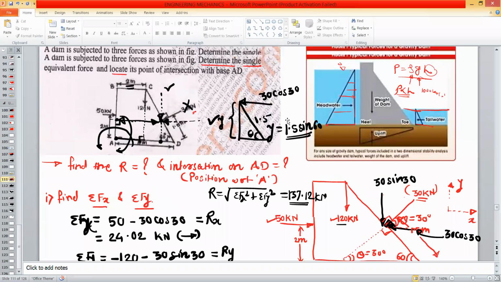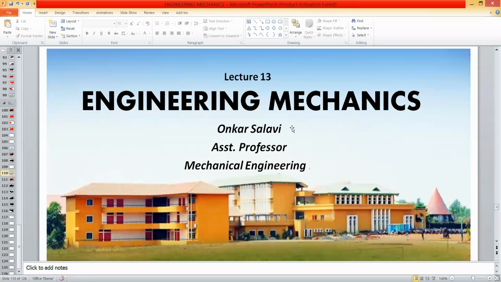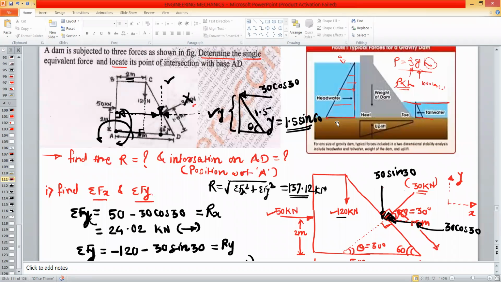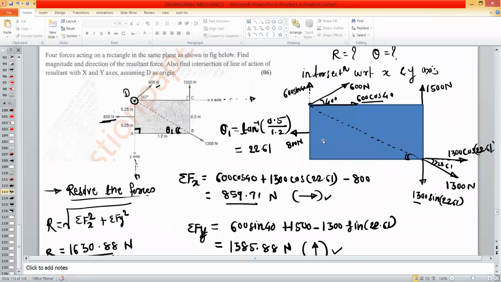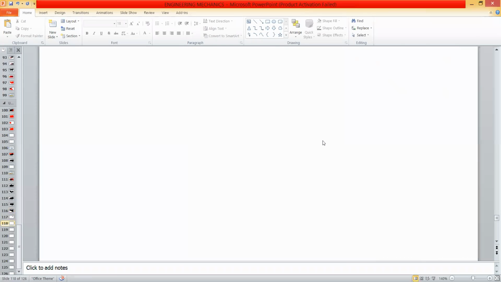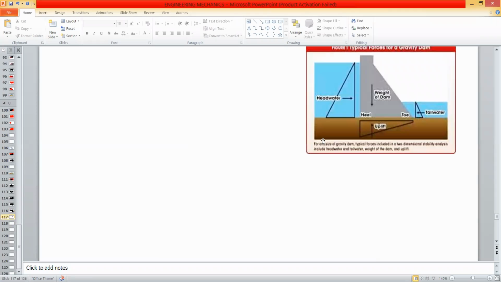So this was the last problem that we were discussing. This is the problem of the general force system on the dam, and we have to find the resultant and locate that resultant with respect to a given point. So we will just repeat that problem. Those who are attending this lecture the first time can note it down.